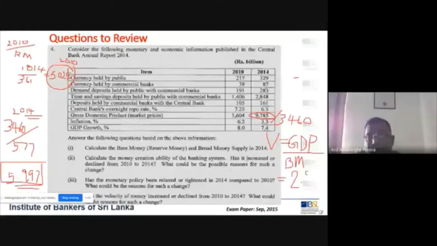2.82. Yes. Now the question is, has velocity increased or decreased? Again, to identify that, you have to calculate velocity for both years, for 2010 as well. So this is 2.83 for 2014. What is the velocity for 2010?